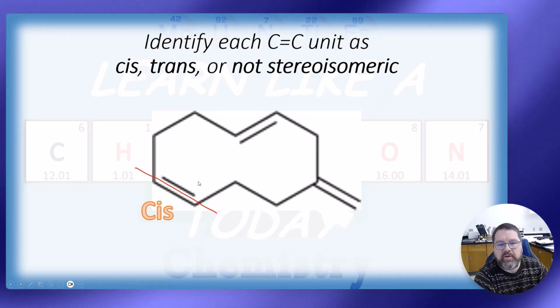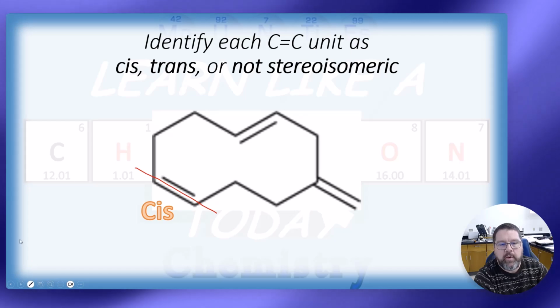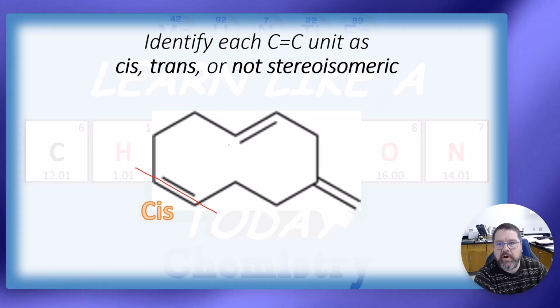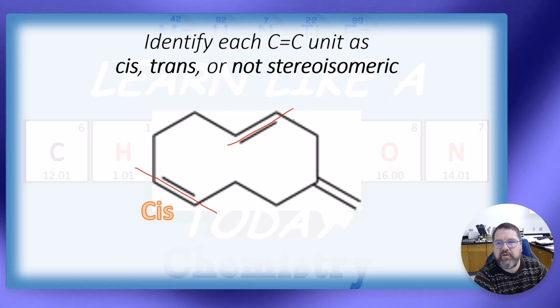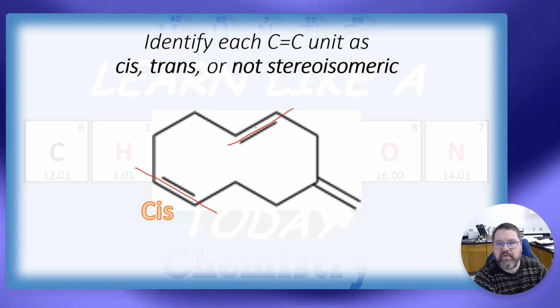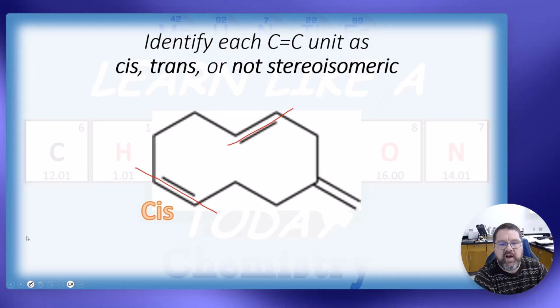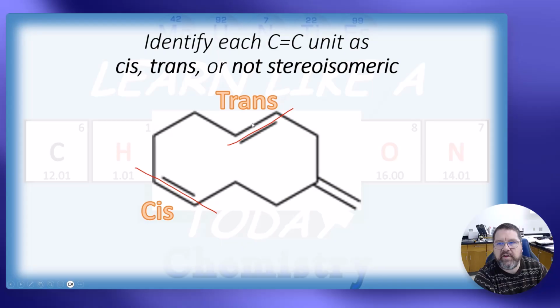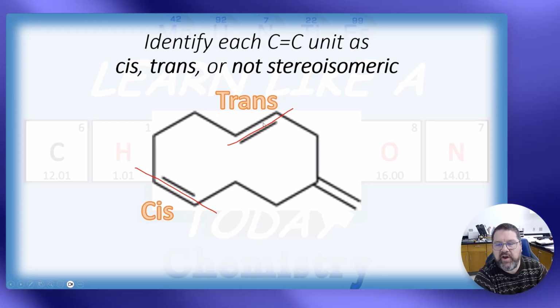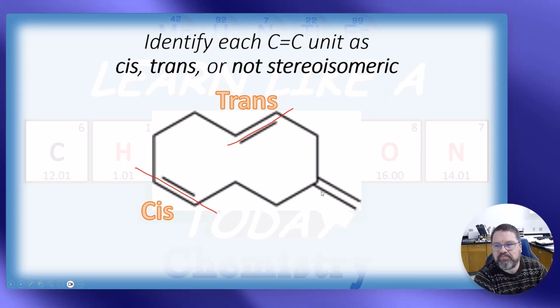All right, if we look at the next one, going from left to right here, this one up here, this is our imaginary line. And if we look at the carbon groups that are coming off of those vinylic carbons, we see that they are on opposite sides, and so therefore that would be considered a trans orientation.